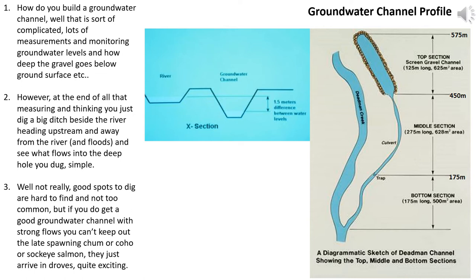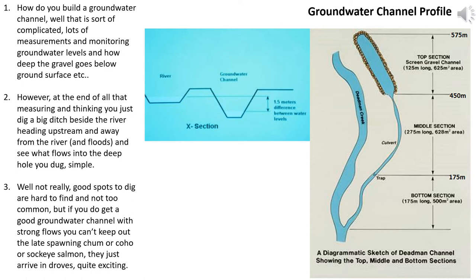So a lot of these channels were constructed through the 80s and 90s and even in more recent years. So how do you build them? Well, they are sort of complicated in that you have to do some measurements, you have to monitor groundwater levels on these floodplains, see how far the gravel goes below the surface, all sorts of measurements. At the end of the day though, if a site is identified that has all the criteria for creating a groundwater channel, it's really not much more than just digging a big ditch beside the river and heading upstream and away from the river if you can, because of the floods. And you dig a deep hole and water flows into it if you've done all your preliminary assessments correctly.